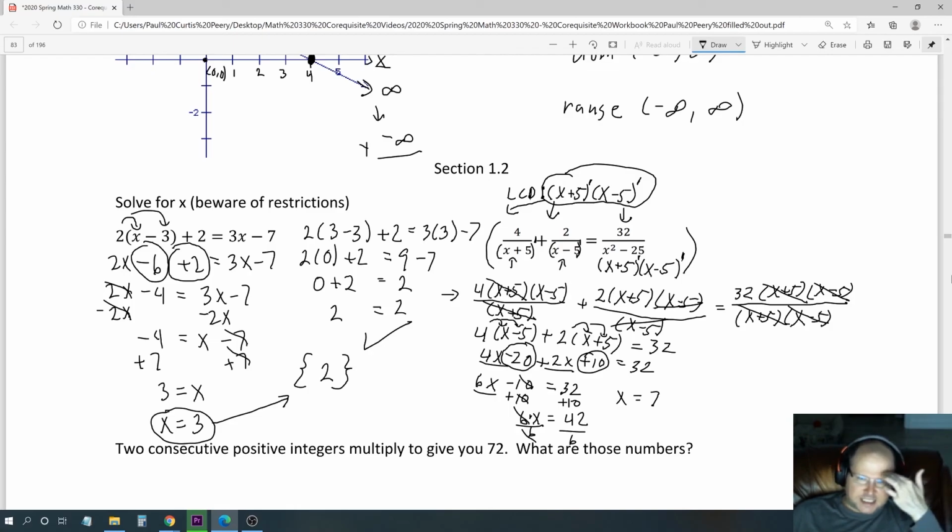So this actually has some limitations on the domain. And because it has limitations on the domain, if we were to get either a negative 5 or a positive 5, that would not be considered a valid answer. But 7, that's probably a valid answer. If you have the time, you can go back and plug that in and check to make sure that that's a valid answer.